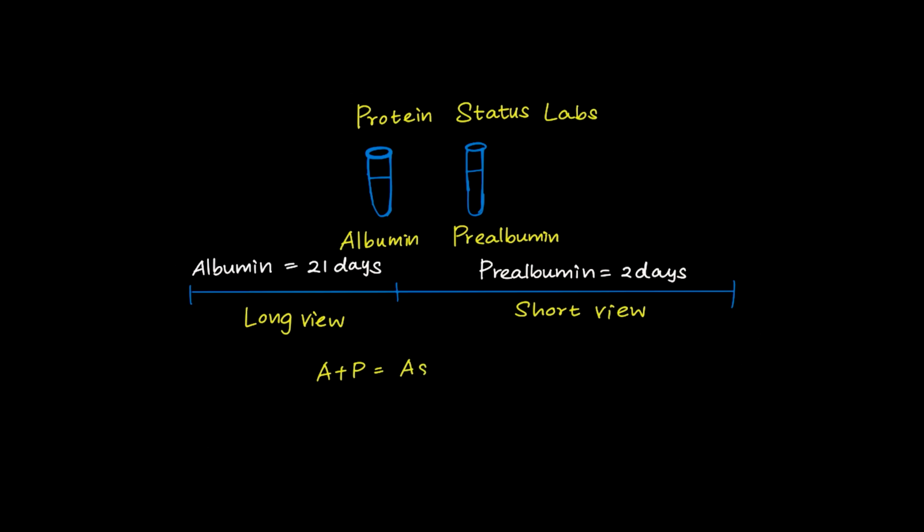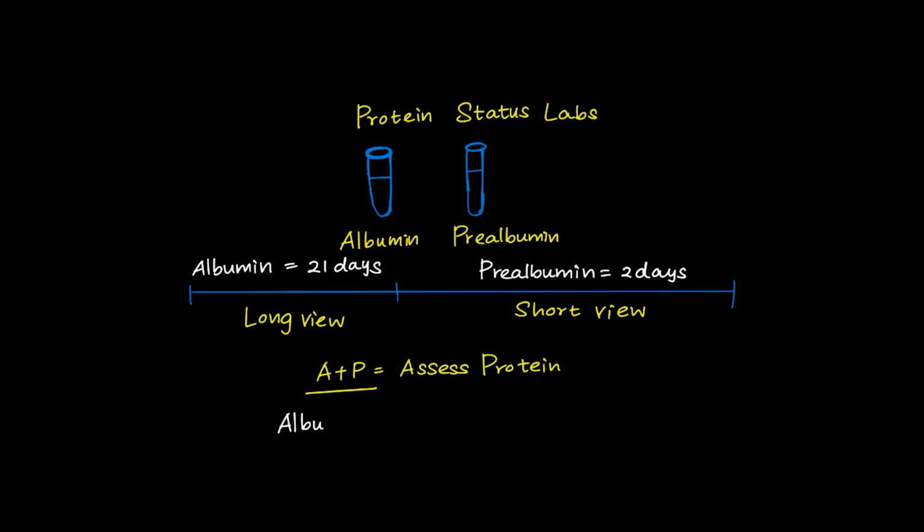Hemoglobin and hematocrit track oxygen carrying capacity and iron status, not protein. Sodium and potassium track fluid and electrolyte balance. White blood cell count tracks infection. None of those three answer the protein question directly.